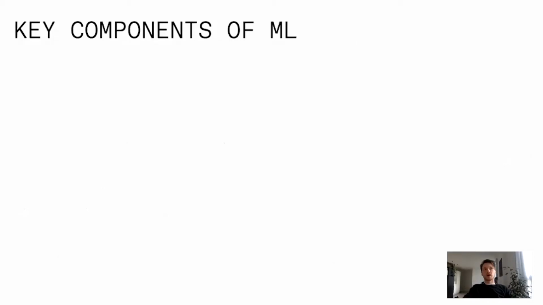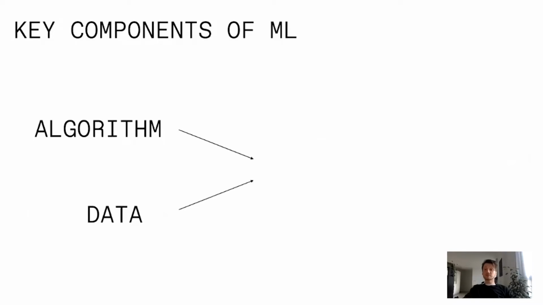There are a couple of key components of machine learning systems. One of them is an algorithm that's being used to train the model. The other one is data, which gives the algorithm examples of real world scenarios. And when you combine the two, you end up with a model.